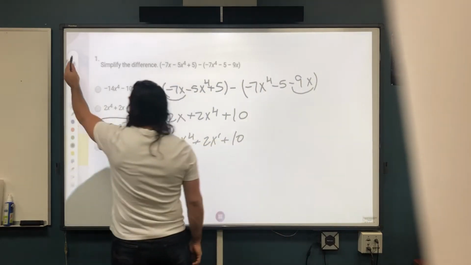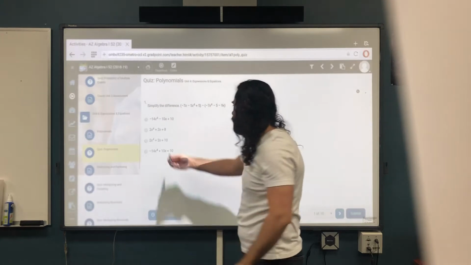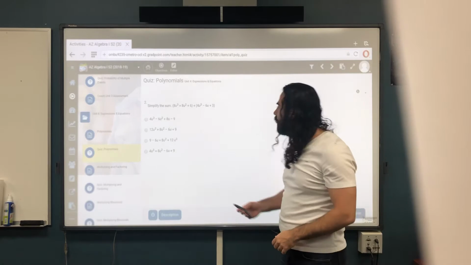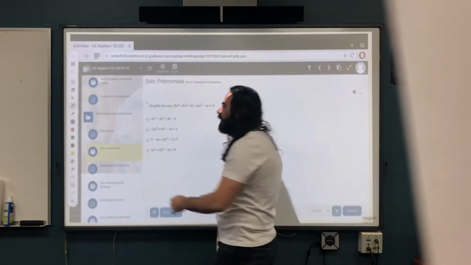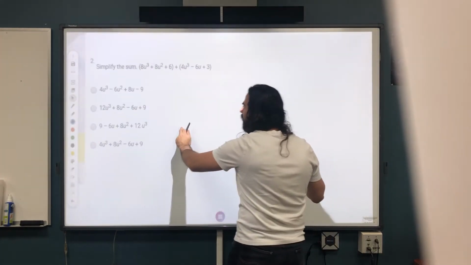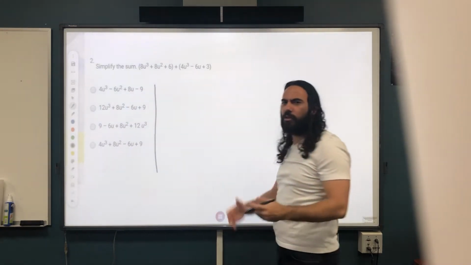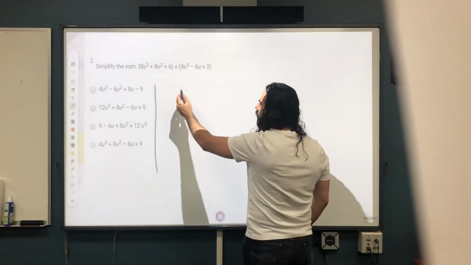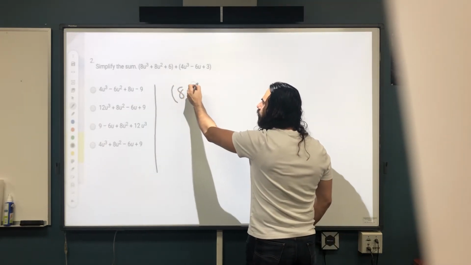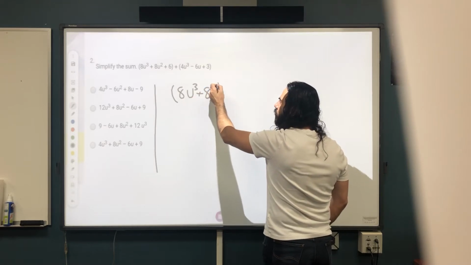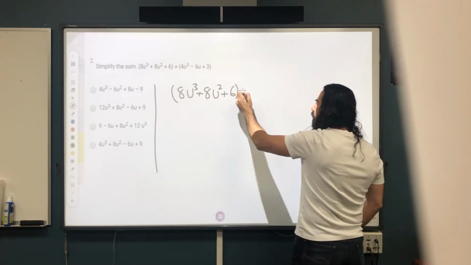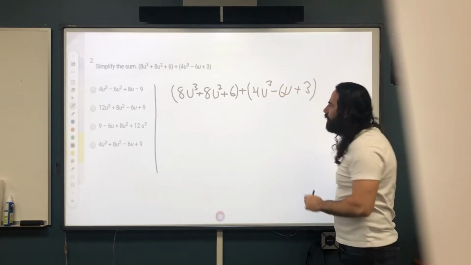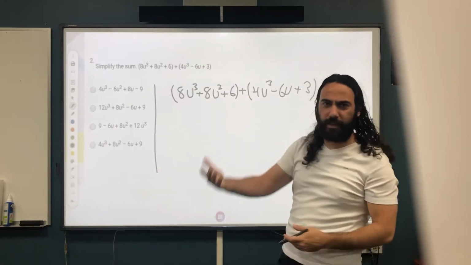Now let's go to the next one. This one is almost exactly the same. We'll do one more example. Again, guys, it's all about adding and combining like terms. So let's say it's 8u cubed plus 8u squared plus 6 plus 4u cubed minus 6u plus 3. In this case, we don't have a negative, which makes it even easier.